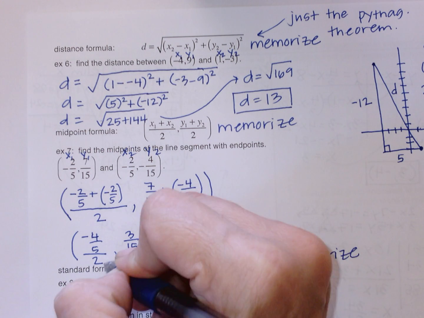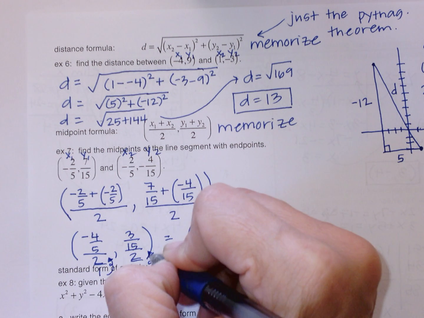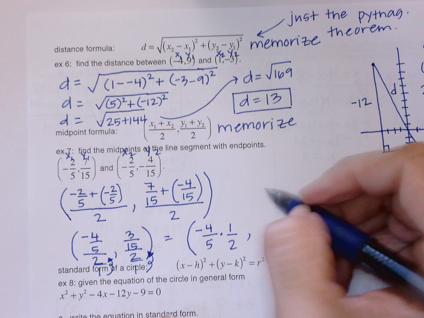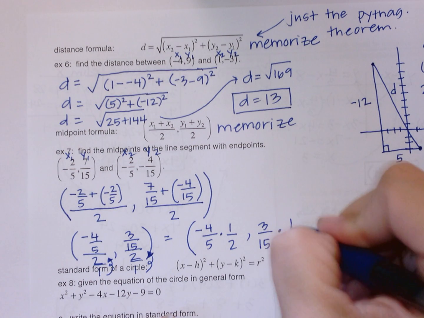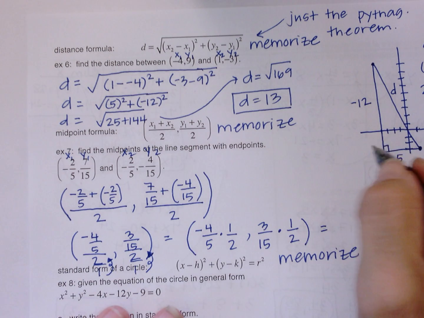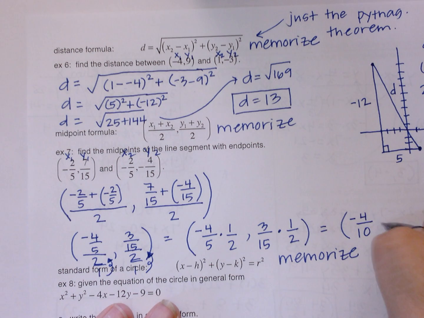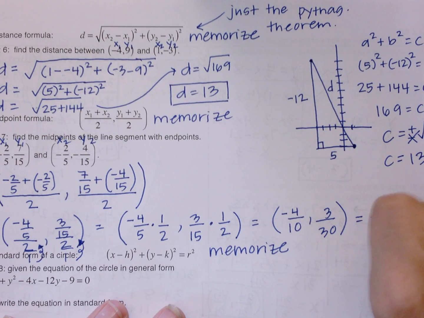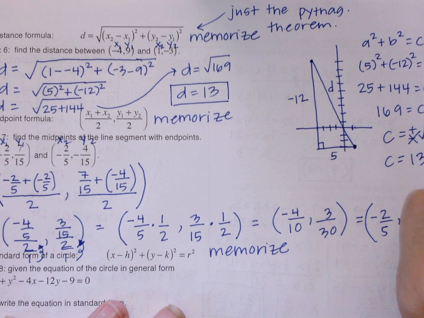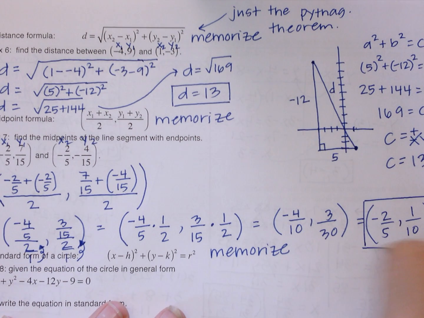What I want to point out now is because we have fractions within fractions, we just need to copy dot flip. So this is really 2/1, copy dot flip, copy dot flip. So when we do that, I'm leaving it as 3/15 for now. We get negative 4/10 and 3/30, which we always reduce our fractions. So this would be negative 2/5 and 1/10. So there's how you do the midpoint formula.